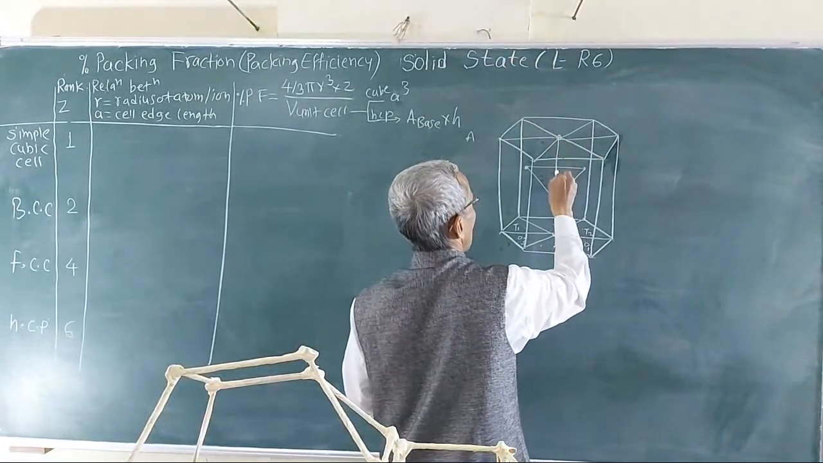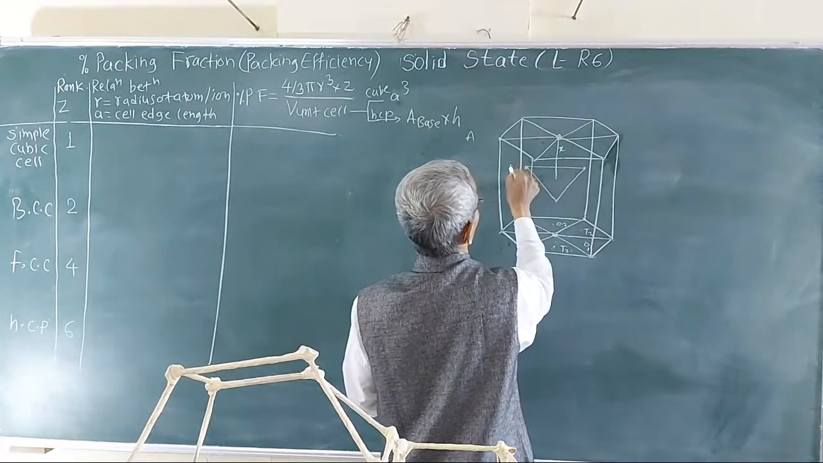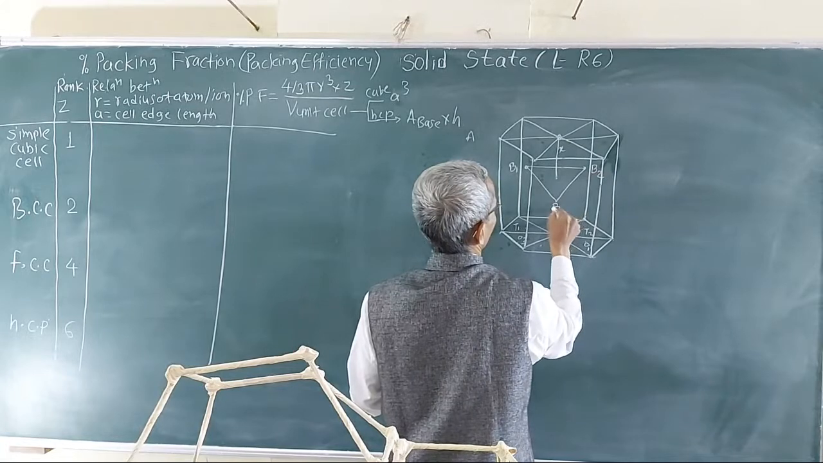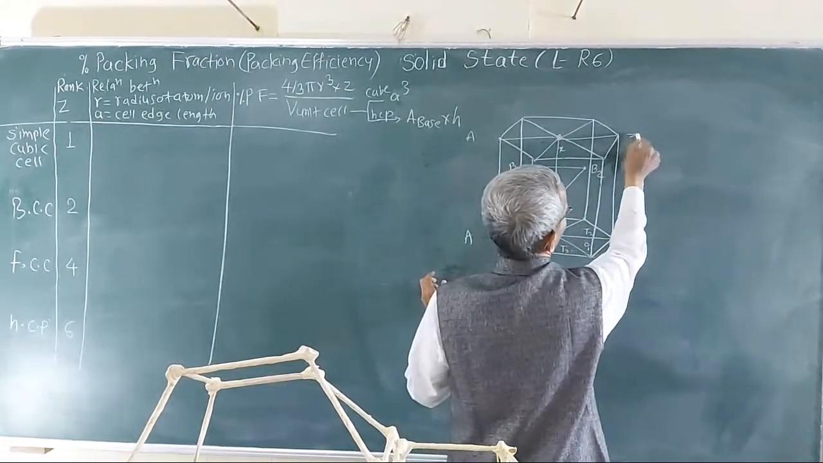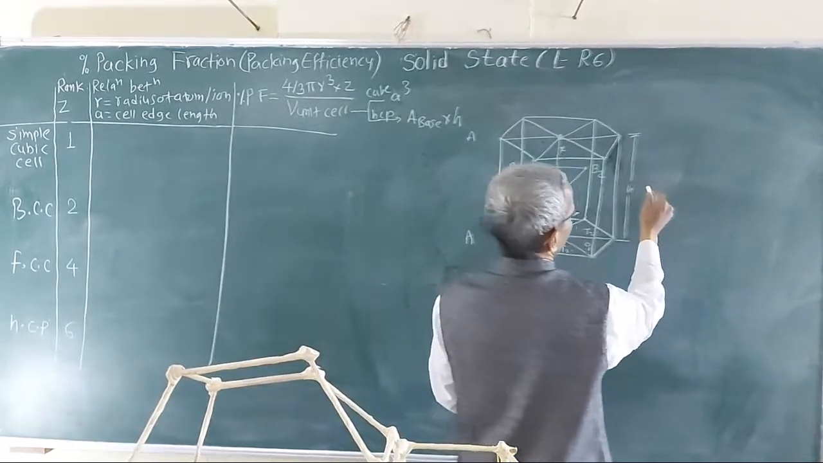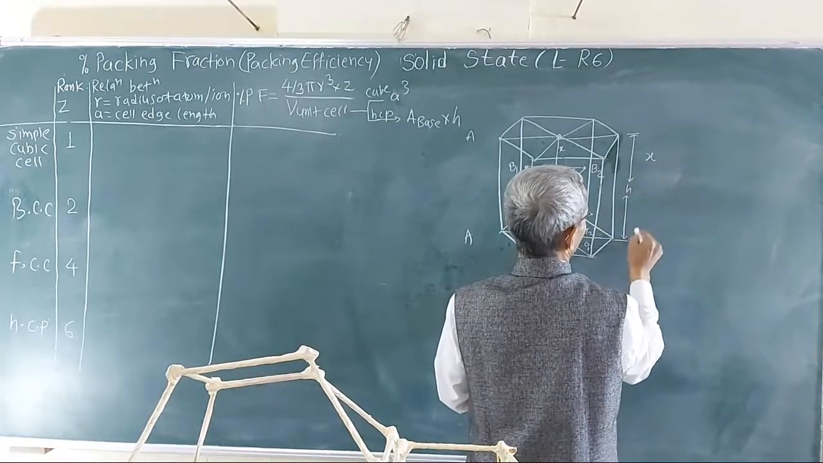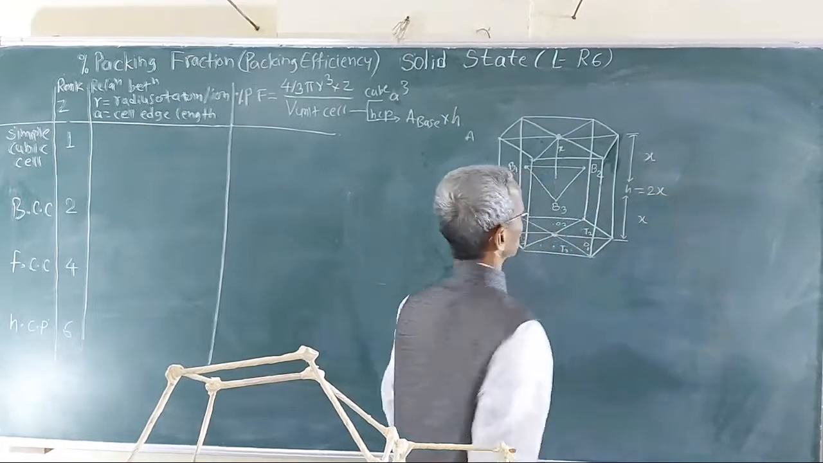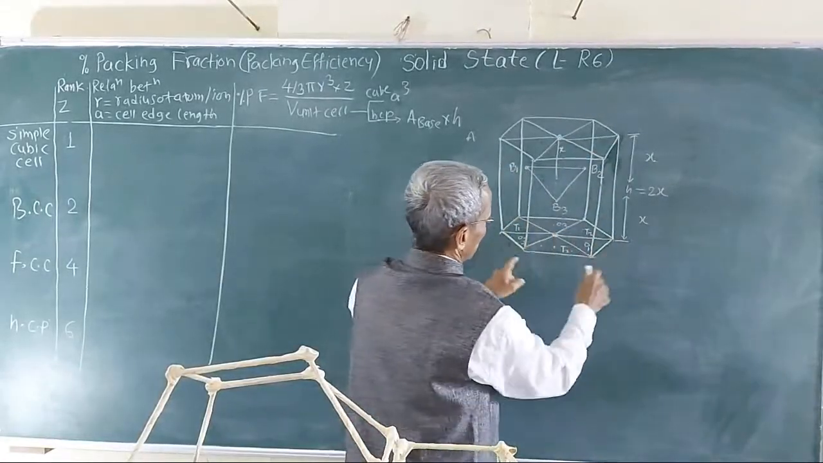Suppose this is half the distance, this is x. Suppose this is B1, this is B2, this is B3. This is x, this is also x. This is the height of this pencil, and this is nothing but x. This is again x, so the height is 2x. We are going to determine this height as well as the base area.